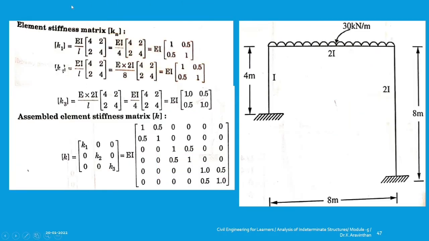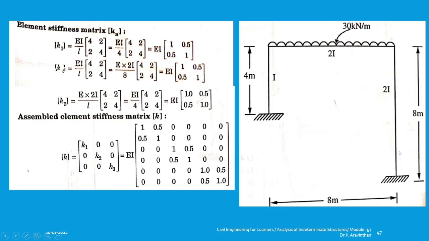Now you can come to the element stiffness matrix, that is small k suffix n. Since you have 3 elements, you can take 3 element stiffness matrices. Your formula is EI by L times 4, 2, 2, 4, and your first member length is 4. You can divide each and every element by 4, and it will become 4 by 4 is 1, 0.5, 0.5, 1. For the second element, you have the length of 8 and it is 2I. If you substitute I as 2I divided by 8, this and this will get cancelled and you will be getting 4. The same answer you will be getting here.